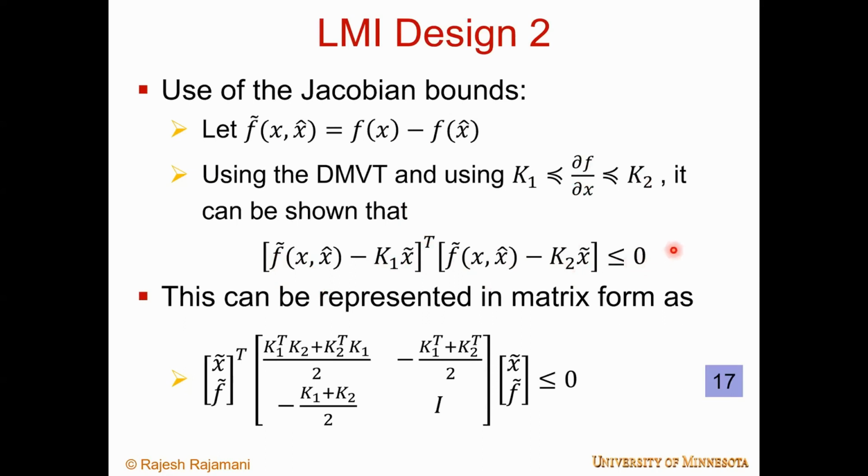So because of the bounds on the Jacobian, this inequality is true. This is a row vector, this is a column vector, so this is basically a scalar. This is easy to understand in the case of scalar functions. You can see that if f was a scalar function, then f tilde is larger than K1 x tilde, so this is positive, and f tilde is less than K2 x tilde, so this is negative, and so this inequality is true. That's easy to see in the case of scalar functions.